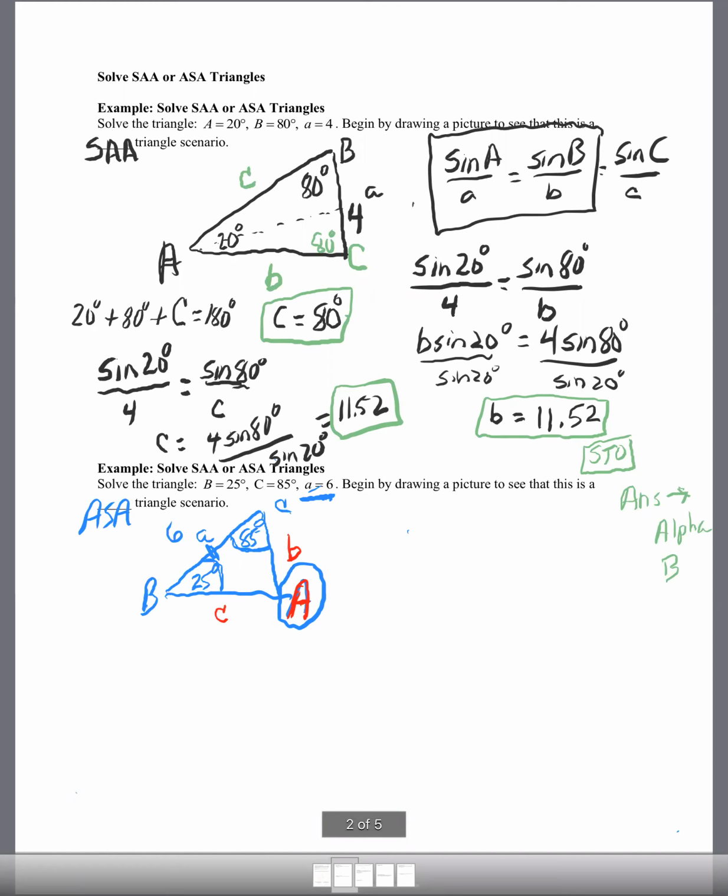We know that if you have angle A plus 25 degrees plus 85 degrees, that should be 180 degrees for the sum of the interior angles of a triangle. If you add 25 and 85 together, that gives you 110. Subtracting 110 will give you 70 degrees. And so here's one of our unknowns that we needed to find.